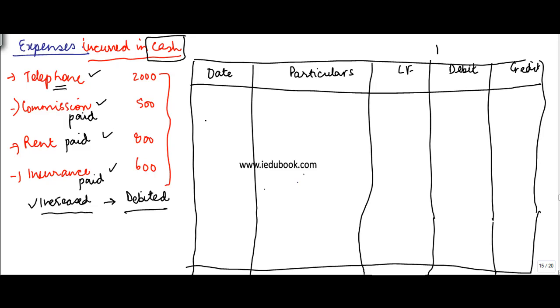Now I'm not getting into the reason as to why cash is credited, because I think in the last 10 or 12 other videos that we have done, we've discussed that n number of times. So when you incur an expense of telephone, which is an expense, is increased, and when an expense is increased, you debit it by 2000. And the payment has been made in cash, so you credit cash account.